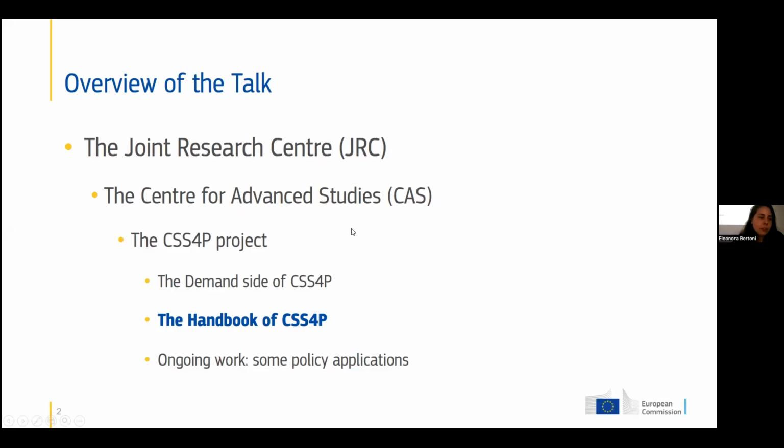So, a very brief overview of the talk for today. I'll start off by giving you a few pointers on the JRC so that you will learn a bit more about the institution if you don't know it yet. And I will then introduce the different stages of the Center for Advanced Studies project on CSS4P, so Computational Social Science for Policy. From now on, I will have to say CSS4P or I will lose my breath. So I will give you more details on the project, of which the handbook is one of the main outputs, and we will see together the other ones.